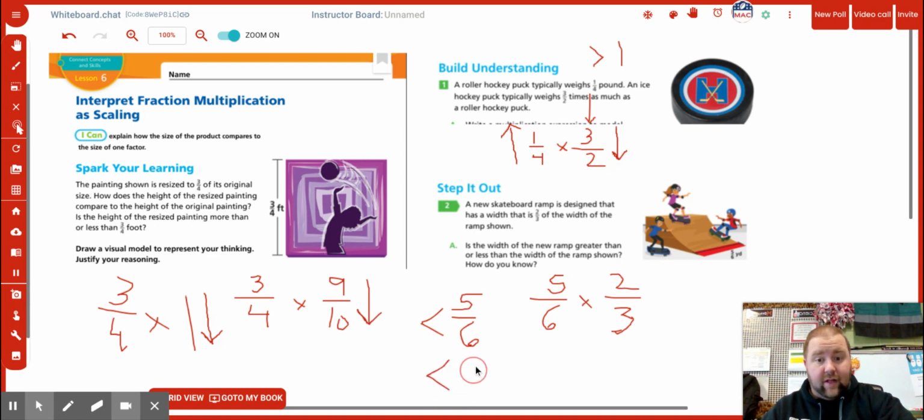It's also going to be less than 2/3, because you're taking 2/3 and multiplying that by a number less than 1 as well. So we can tell by scaling that this is going to be less than 5/6, and it's also going to be less than 2/3. Again, the biggest part of the lesson is if you multiply a number by less than 1, your answer is going to get smaller. If you multiply a number by more than 1, your answer is going to get bigger. That's the whole idea of scaling.